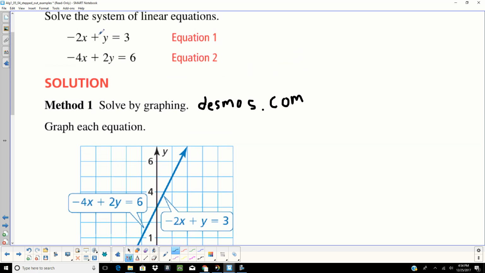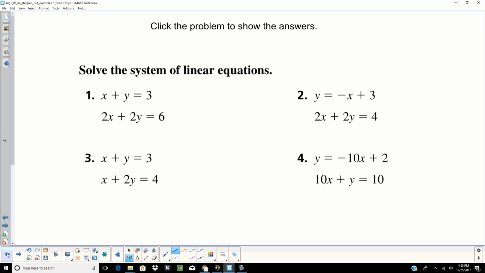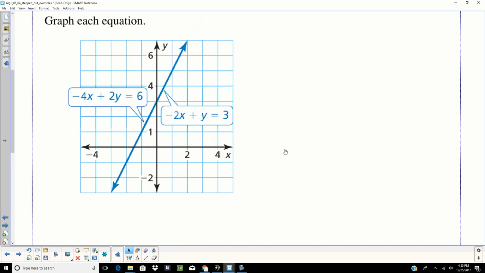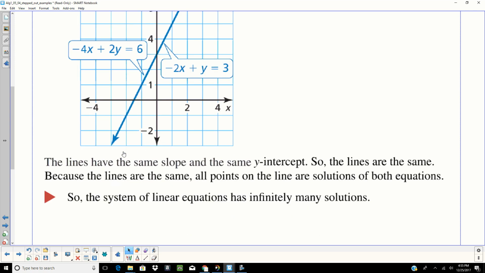Otherwise, I probably would have put these in slope-intercept form. Subtract or add 2x to both sides. On this top one here, add 4x, then divide by 2. And if you notice, one line is lying on top of another line. They are actually the same line because they're on top of each other. So, because your lines are lying on top of each other, they have the same y-intercept and the same slope. That is infinitely many solutions.